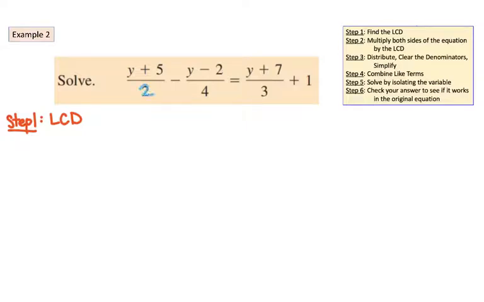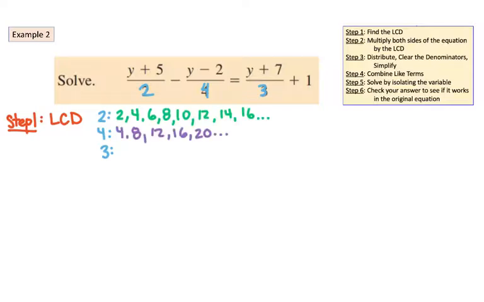I need to look at the 2, the 4, and the 3 and figure out what is the lowest number that's a multiple of all of them. So I'll list all the multiples of 2: 2, 4, 6, 8, 10, 12, 14, 16. We could keep going, but now I'll list all the multiples of 4. Okay, they get bigger a little bit faster: 4, 8, 12, 16, and 20. And now I'll list the multiples of 3: 3, 6, 9, 12, 15, 18, and so on.